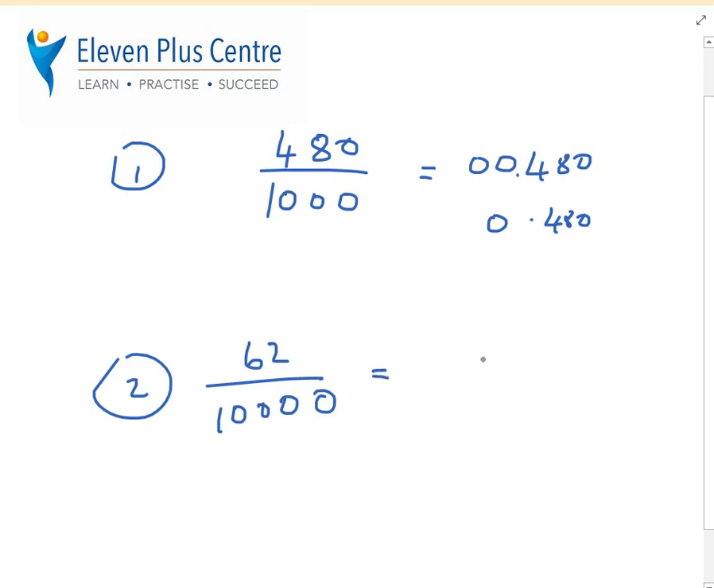And same rules apply in this one. So we've got 62. And how many zeros are there here? 1, 2, 3, 4 zeros. What's 1 less than 4? 3. So we're going to put 3 zeros here. 1, 2, 3 zeros. Our invisible decimal point is here. How many zeros were there in total? 1, 2, 3, 4. So we're going to move this 4 spaces to the left. 1, 2, 3, 4. So the answer is 0.0062.